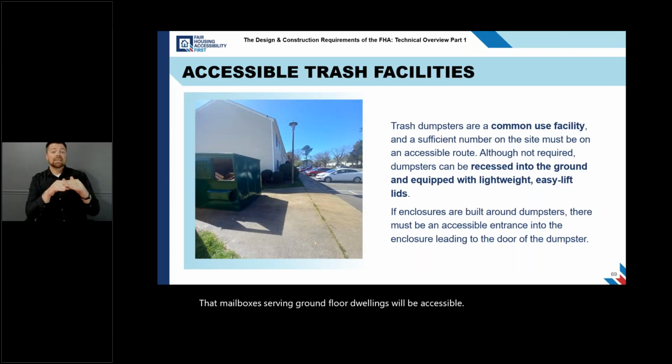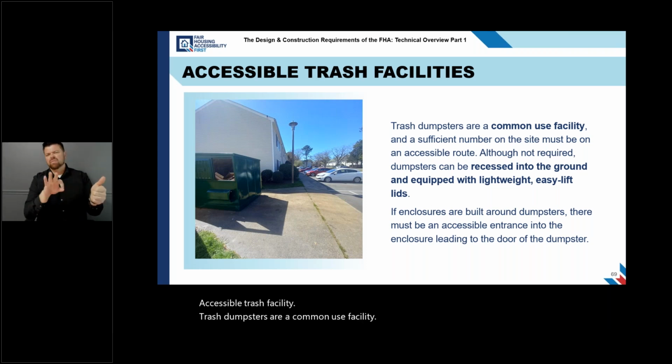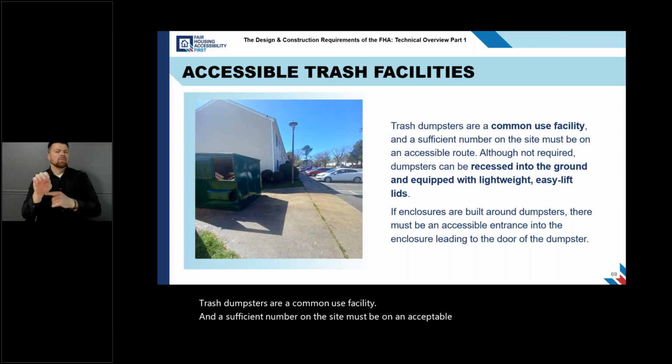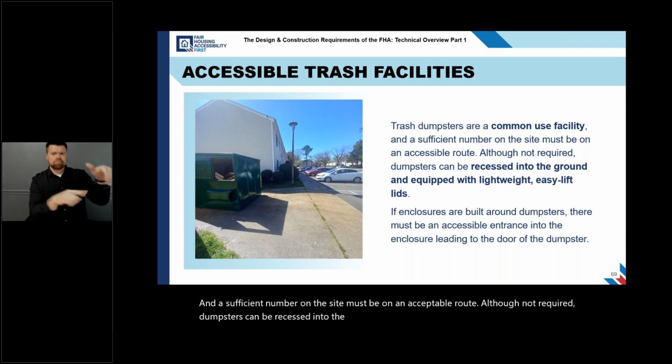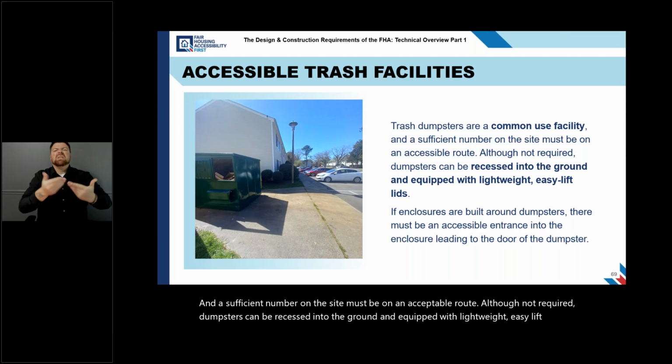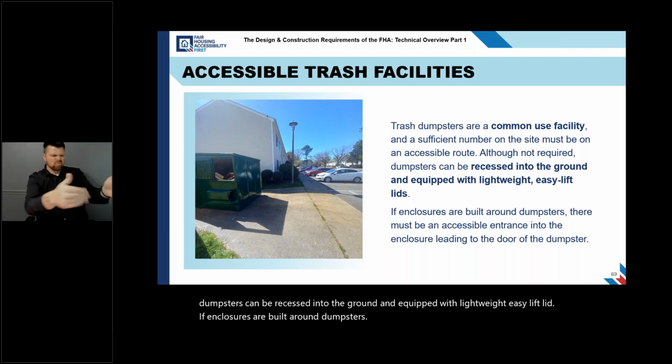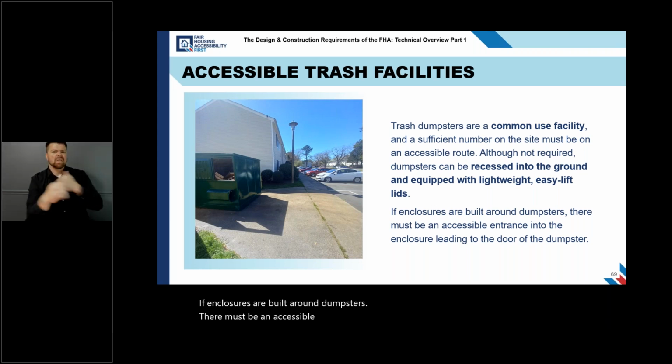Accessible trash facilities. Trash dumpsters are a common use facility, and a sufficient number on the site must be on an accessible route. Although not required, dumpsters can be recessed into the ground and equipped with lightweight, easy lift lids. If enclosures are built around dumpsters, there must be an accessible entrance into the enclosure leading to the door or the opening of the dumpster.